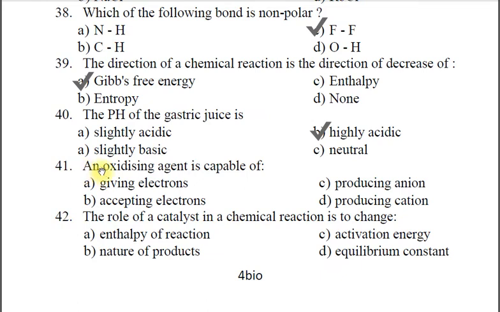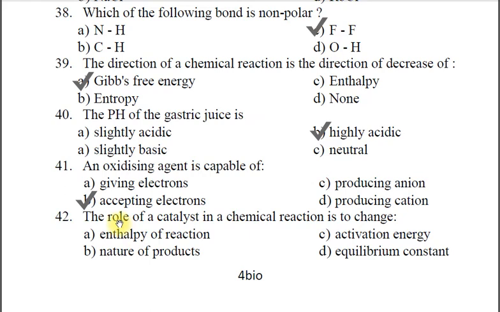Question number 41. An oxidizing agent is capable of: A, giving electrons, B, accepting electrons, C, producing anion, D, producing cation. And the correct option is B, accepting electrons. Now look, what is an oxidizing reagent? An oxidizing reagent is the reagent which itself gets reduced but it oxidizes others. So it accepts the electron. So the correct option is B, accepts the electron.